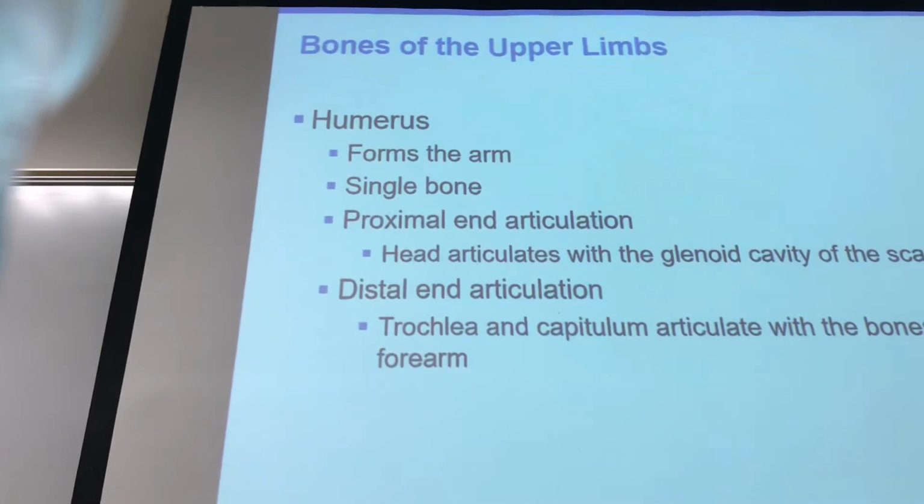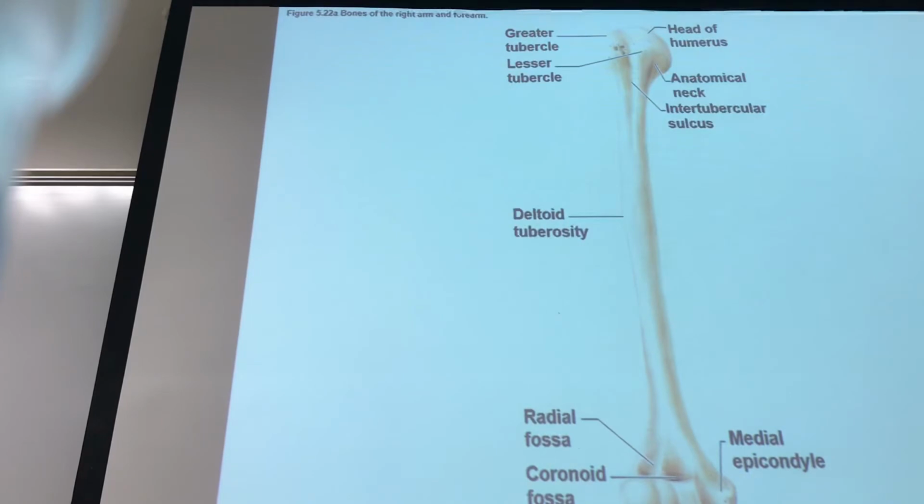Now we get to the bones of the upper extremity. The first one is our humerus. This is your humerus. The bone that you will most likely mistake this for is this one. This is your what? This is your femur.